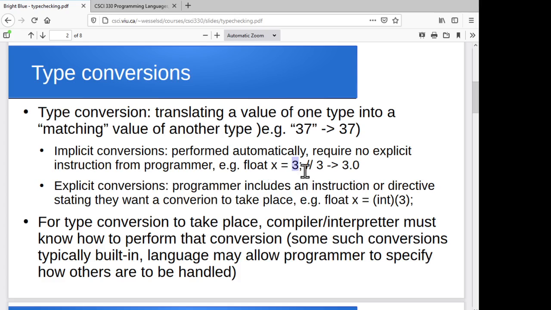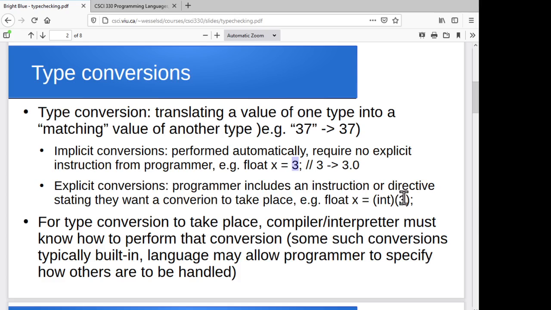So the implicit conversions are taken care of for us automatically, which means that there's a potential problem there as a programmer if we're not anticipating the meaning or the implications of that implicit conversion. But explicit conversions are the ones where, as a programmer, I go in and stick some kind of code in that says I want this thing treated as this other data type.